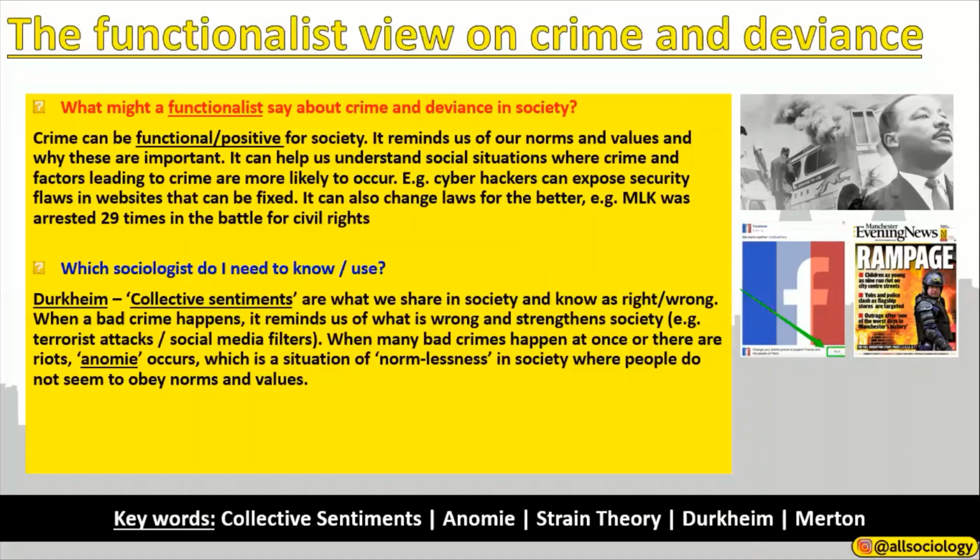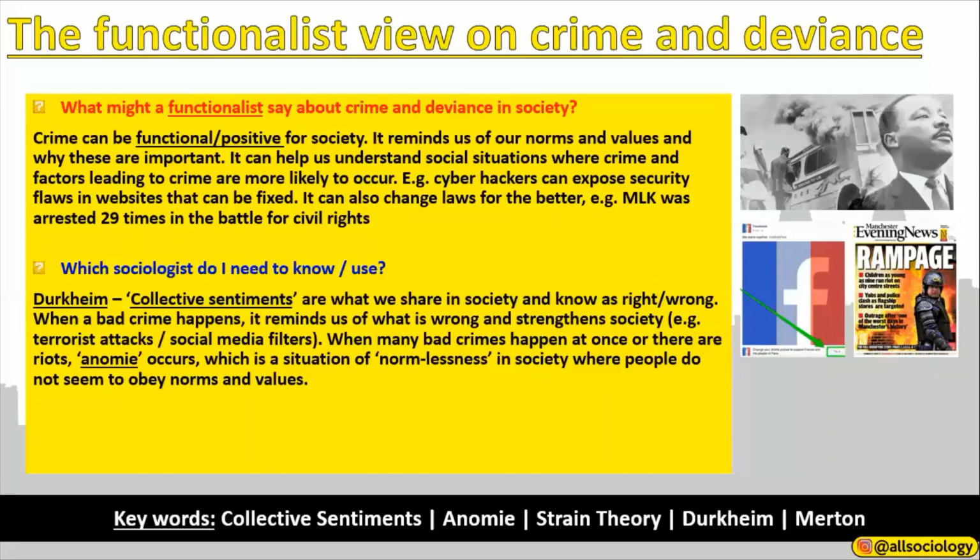That's a collective sentiment. It's not one that necessarily applies to crime, but that's exactly the sort of thing I'm talking about. Now, for Durkheim as well, he said that when many bad crimes occur at once, or there are riots and normlessness, it's anomie. It's a situation of normlessness. And when we've got this, crime tends to rise, because the idea is that we don't know what we're supposed to do in society, and there are not as many norms.